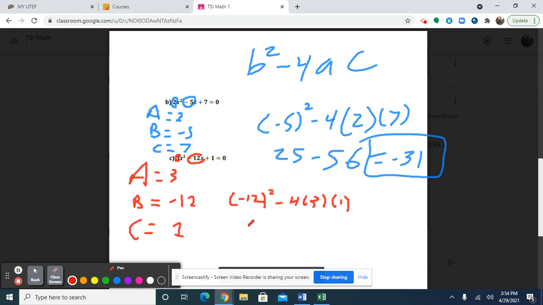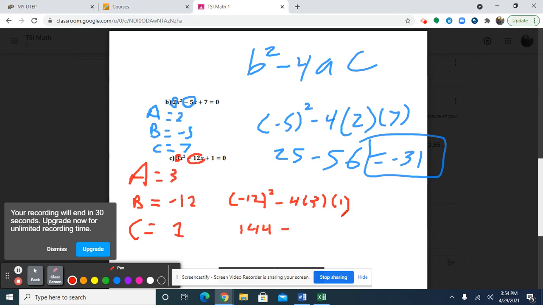So negative 12 squared is going to be positive 144. We're going to have negative 4 times 3, which is negative 12, and negative 12 times 1, which is just negative 12. So 144 minus 12, which is equal to 132, and that's our discriminant.